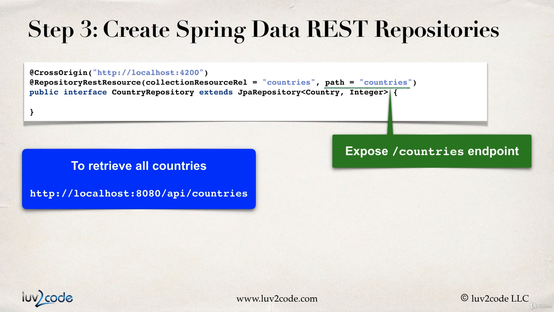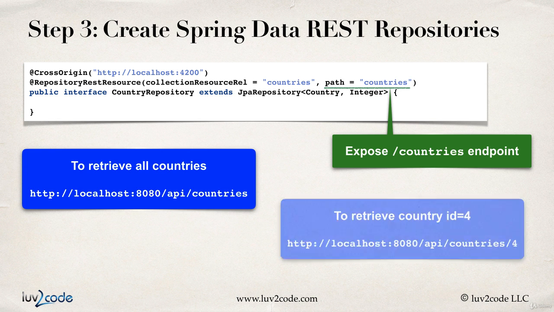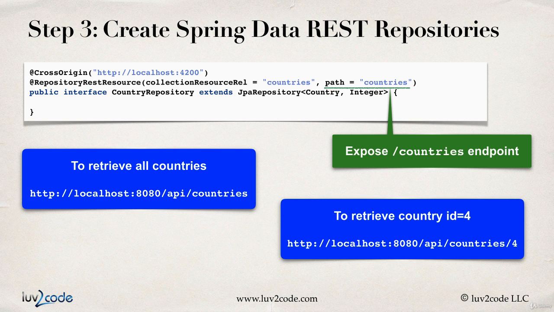And so now to retrieve all countries, we simply go to localhost 8080 /API/countries, and that'll give us a list of all the countries for this given app. And then also to retrieve country ID equal 4, we go to localhost 8080 /API/countries/4.